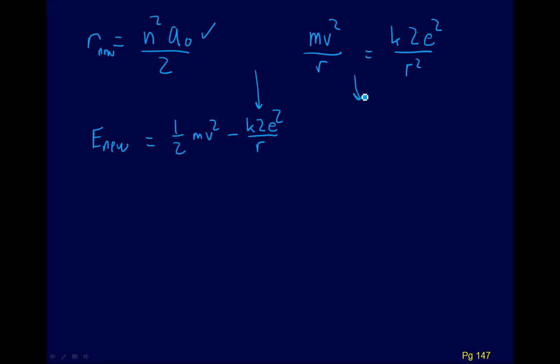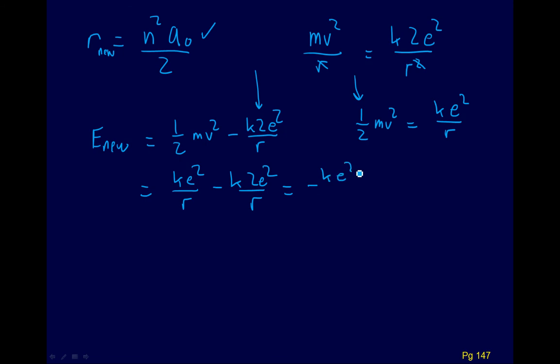And so the little trick that they often use is if we cancel out the r down there with the squared there and multiply all this business by 1/2, I get a little equation here for the kinetic energy. And so if I plug this in for the kinetic energy, I get k e squared over r minus this business. And so if I do this, I get negative k e squared over r for the new energy.